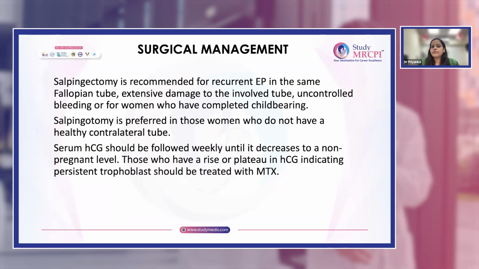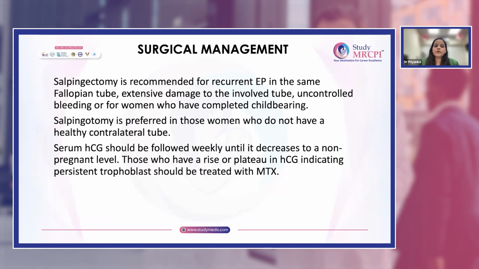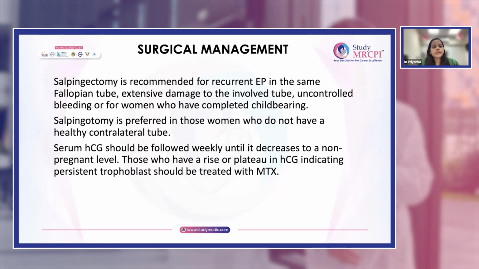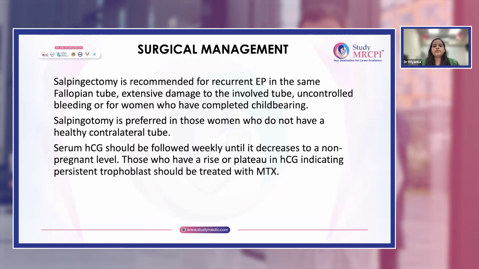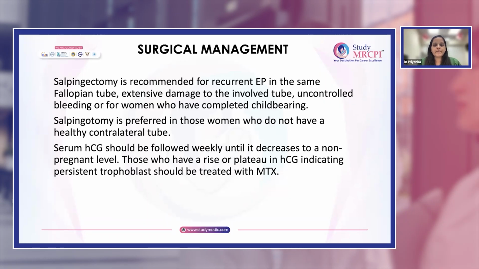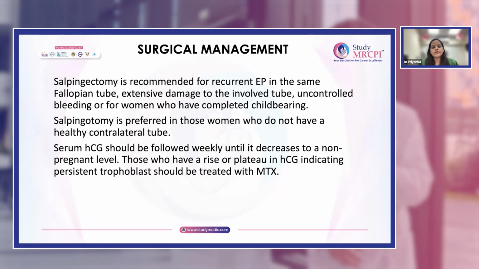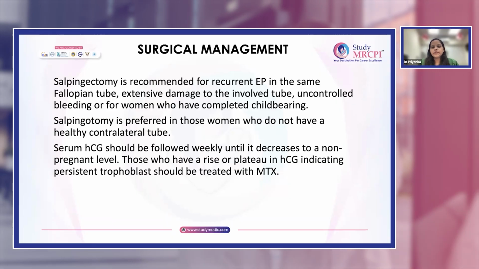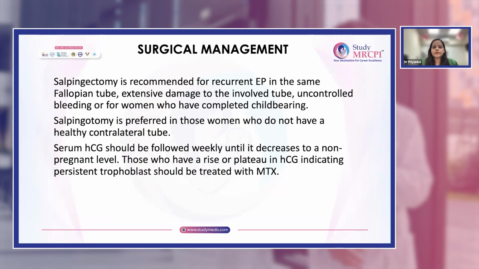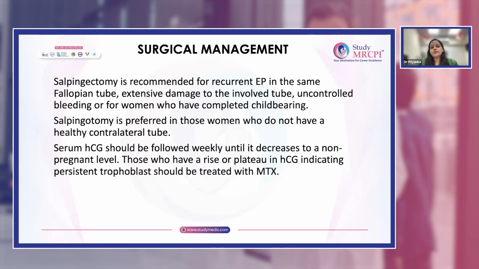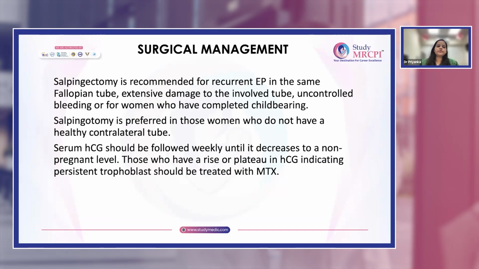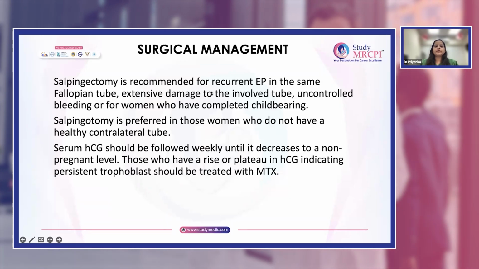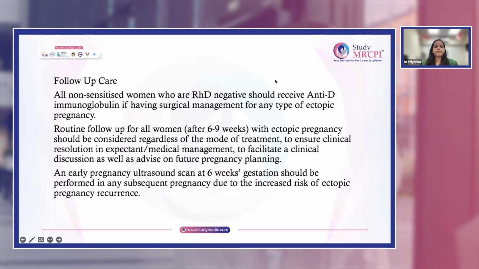For women who have completed childbearing, we prefer salpingectomy. Salpingotomy we prefer in those who have not completed childbearing, or who are a case of subfertility, and do not have a healthy contralateral tube. Here we do an HCG follow-up every week till it reaches non-pregnant values. For those who had salpingotomy, if the values are not decreasing, then we can treat them with methotrexate.